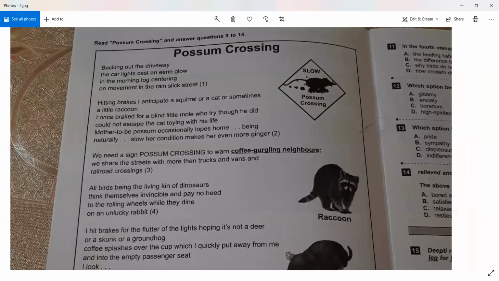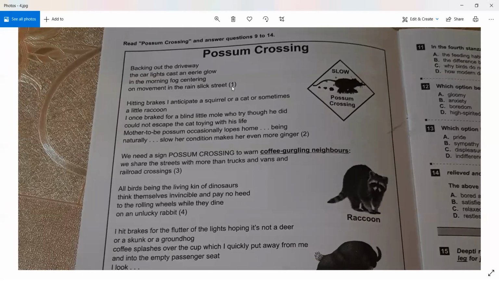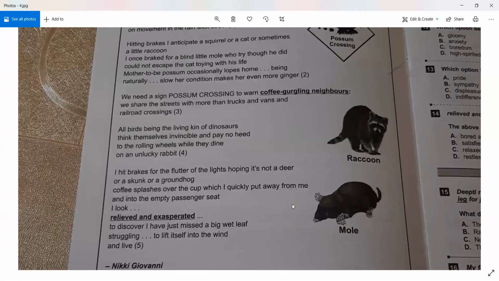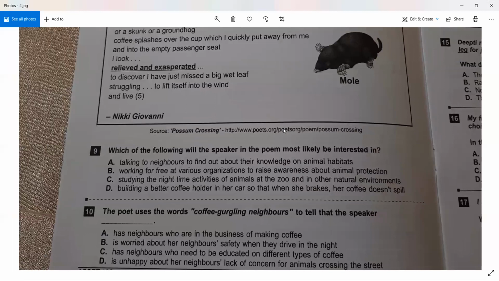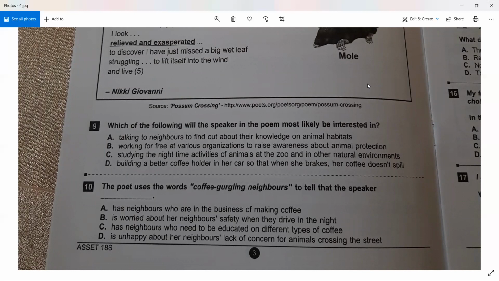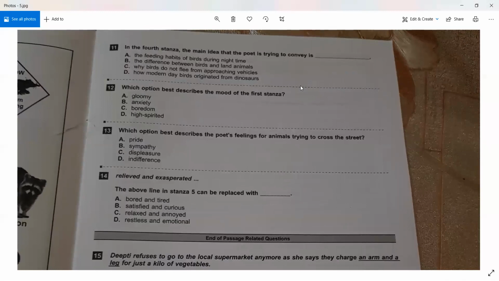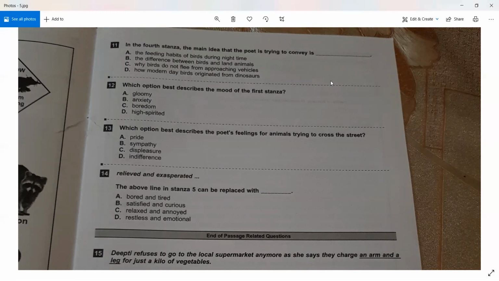Look at the pointers for questions 1, 2, 3, the blanks. Pause the video and read the question. Let us proceed. If you need to refer to the poem, you can pause the video, go back to the time stamp, and click on the poem and read the poem for referring.